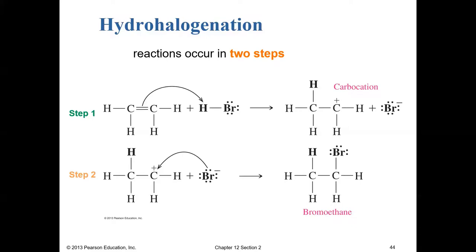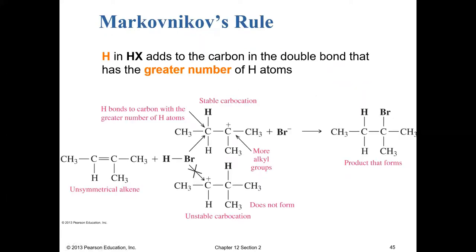And in this 2-step reaction, we form what we call a carbocation. That's when the hydrogen is going to bond in, and it's going to go to the side with the most hydrogen atoms, and it's going to create this carbocation that's positive. And then the negative halide ion, okay, the halogen, will come in and bond second. So this just happens in two steps.